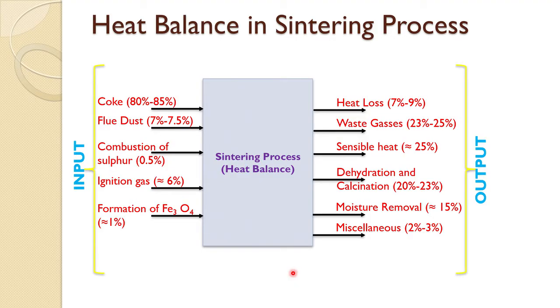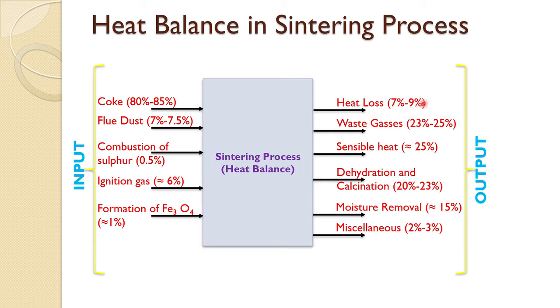And for the heat balance we have this. In the heat balance, 80 to 85% of the heat comes from the coke, and the flue dust constitutes about 7%, combustion of sulfur about 0.5%, ignition of the gases through the burner about 6%, and the formation of Fe3O4. From hematite to magnetite is an exothermic process essentially, so about 1% comes from that, and then the total heat loss.